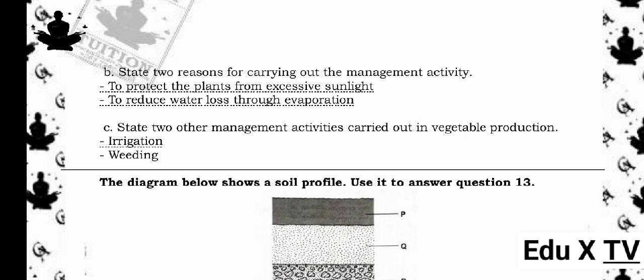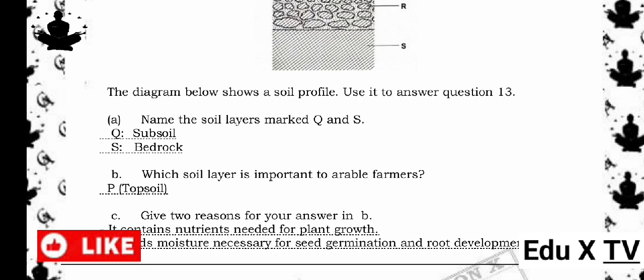Irrigation. Weeding. The diagram below shows a soil profile. Use it to answer question 13. A. Name the soil layers marked Q and S. Q. Subsoil. S. Bedrock. B. Which soil layer is important to arable farmers? P (topsoil). C. Give two reasons for your answer in B. It contains nutrients needed for plant growth. It holds moisture necessary for seed germination and root development.